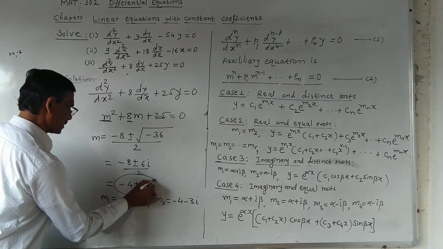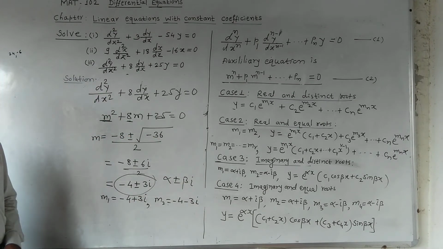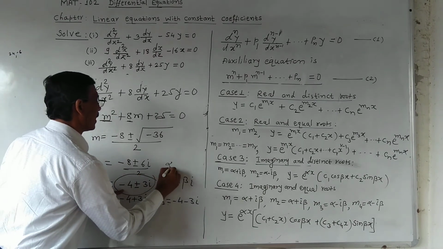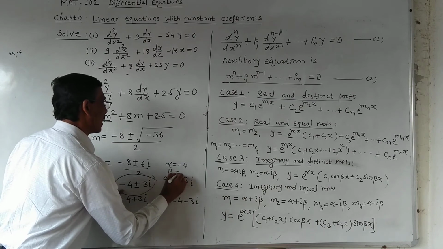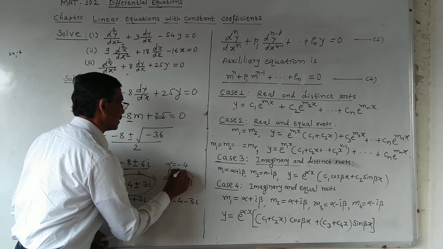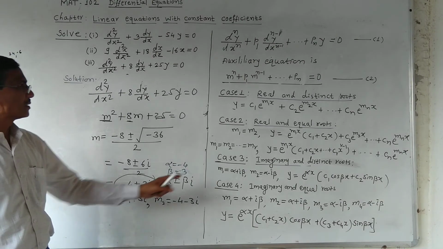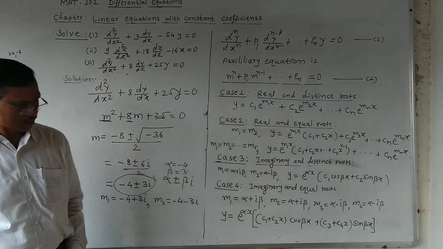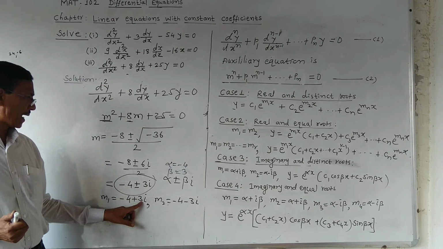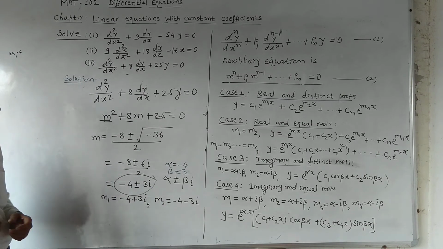If we compare this with alpha plus or minus beta i, what is our alpha? After comparing, you can observe that alpha is equals to minus 4 and beta is equals to 3. Now, this comes under the type imaginary and distinct roots, because minus 4 plus 3i and minus 4 minus 3i are both complex conjugates of each other.